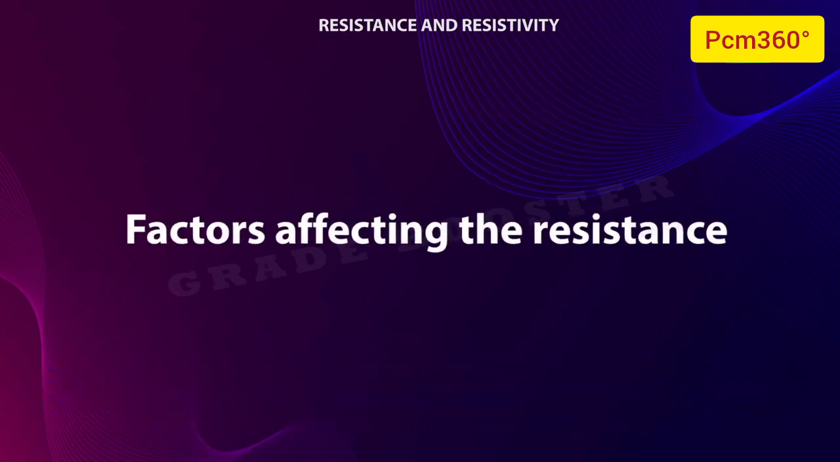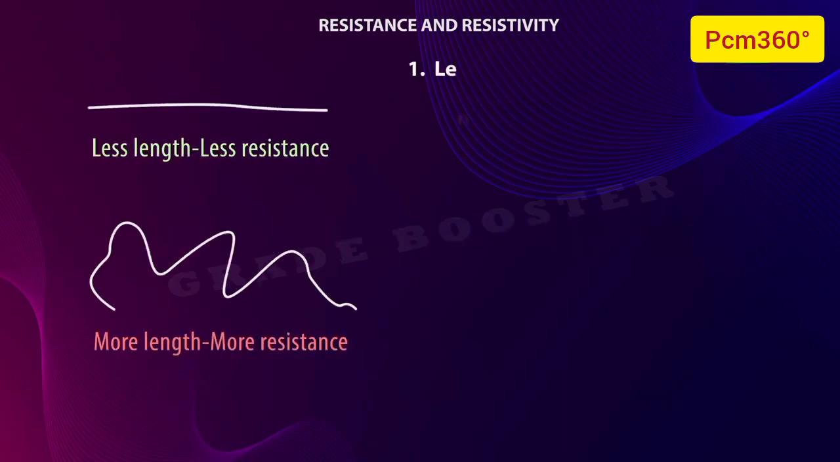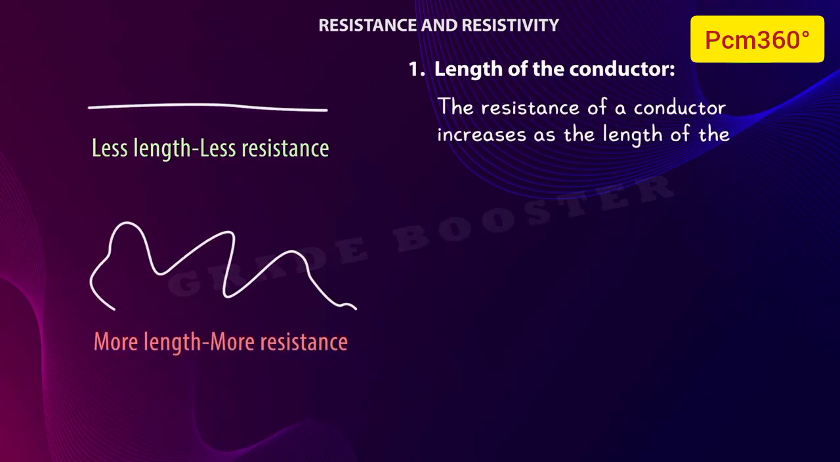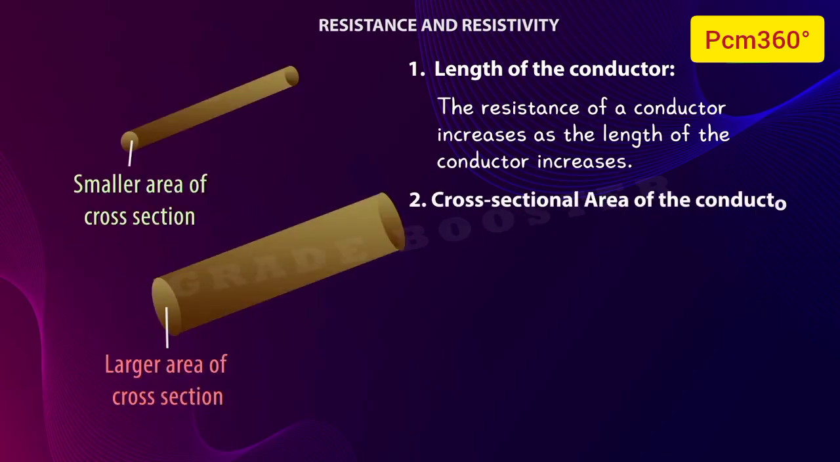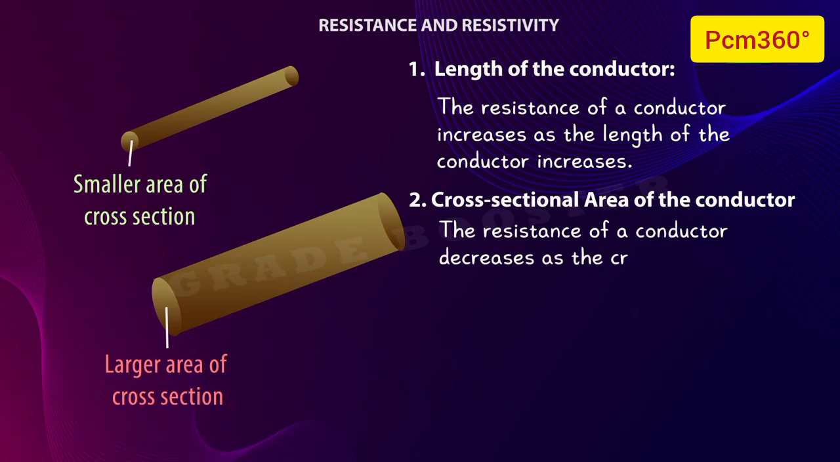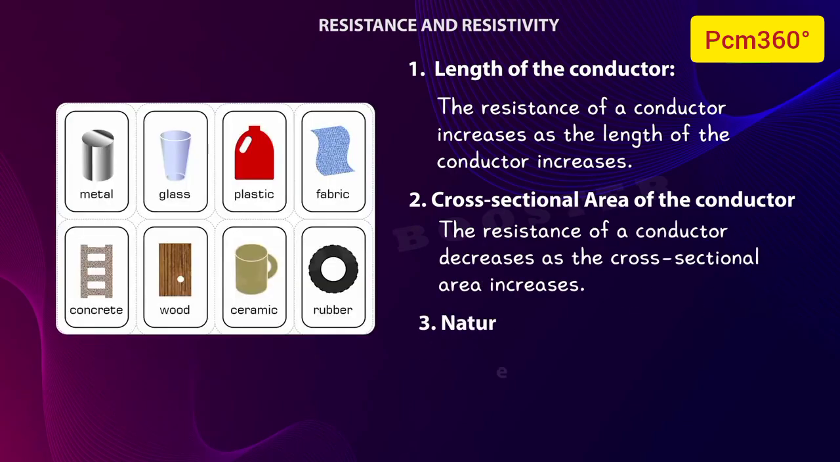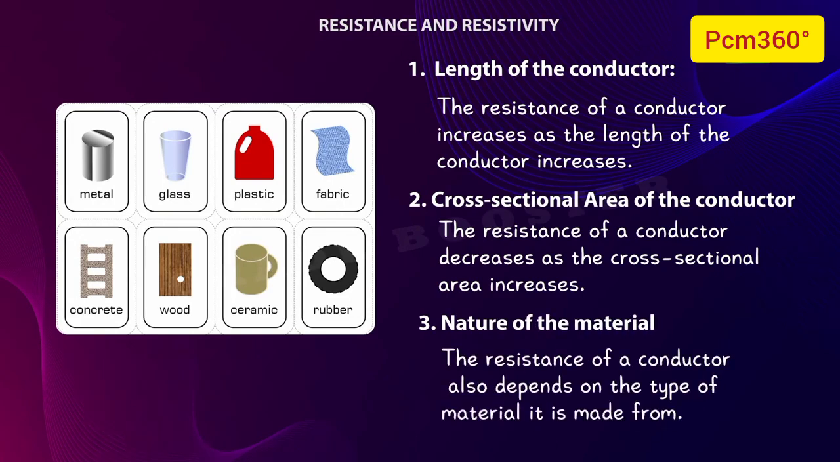Now let's see the factors on which the resistance of a conductor depends. Resistance of a conductor is dependent on the following factors. 1. Length of the conductor. The resistance of a conductor increases as the length of the conductor increases. 2. Cross-sectional area of the conductor. The resistance of a conductor decreases as the cross-sectional area increases. And the third one, nature of the material. The resistance of a conductor also depends on the type of material it is made from.